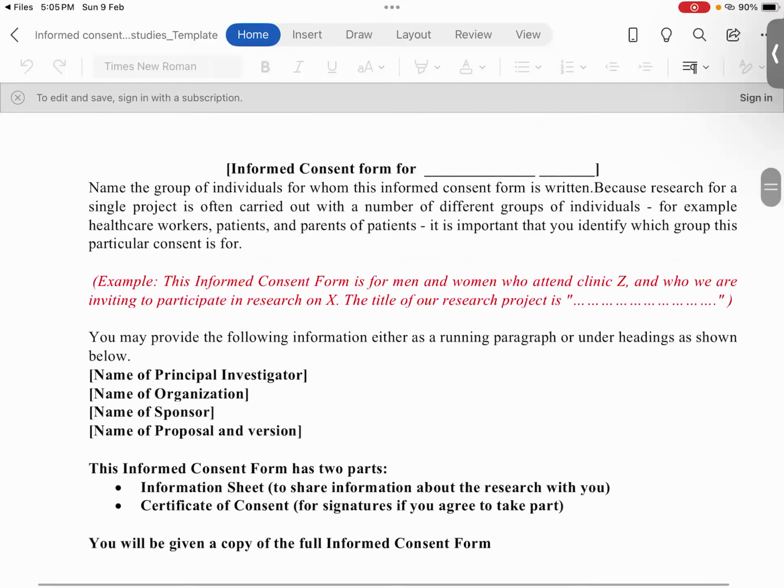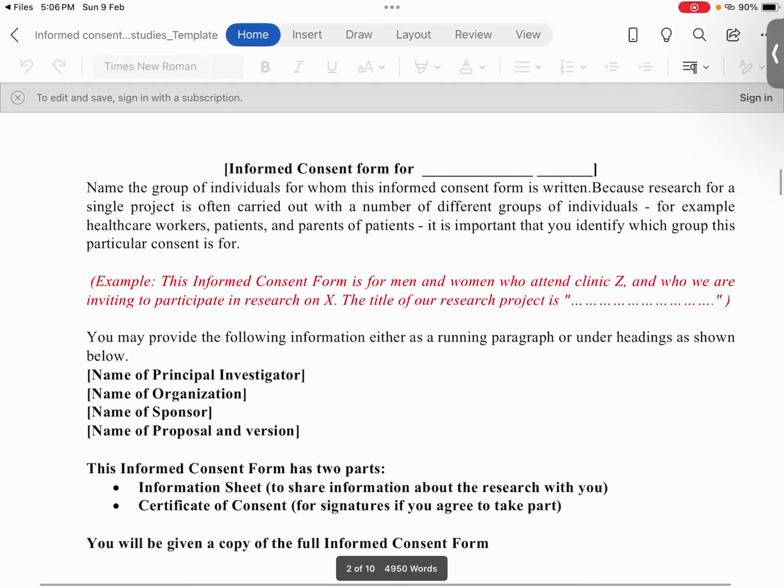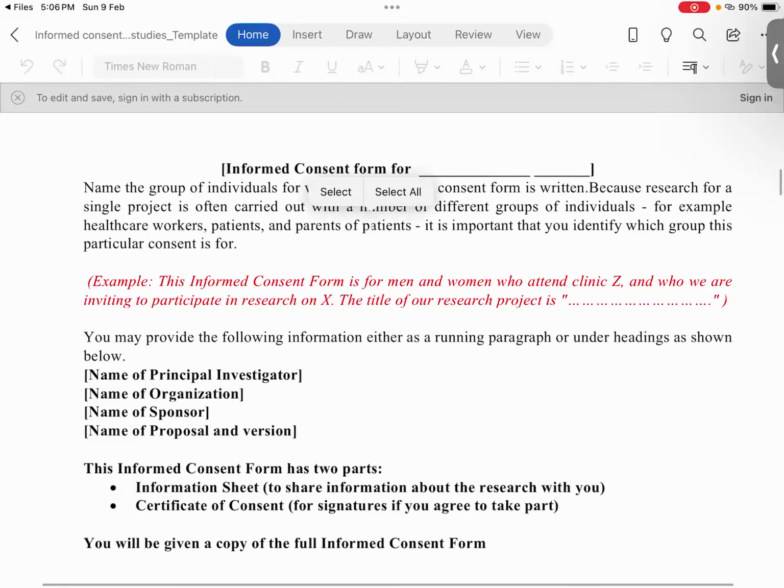So now where you have to focus. This example in red text, focus on this, because this will help improve your understanding. See, this is the first section. Here they have given an example: this informed consent form is for men and women who attend the clinic and who are invited to participate in research X, and the title of the project is this.